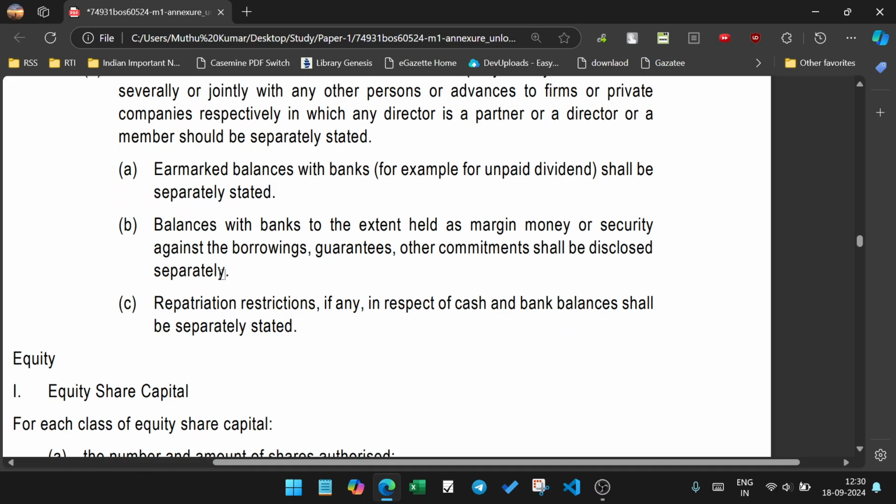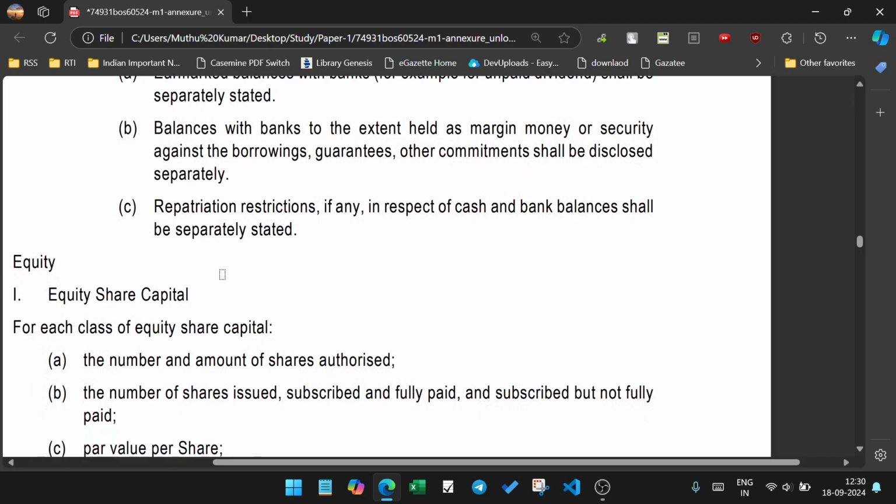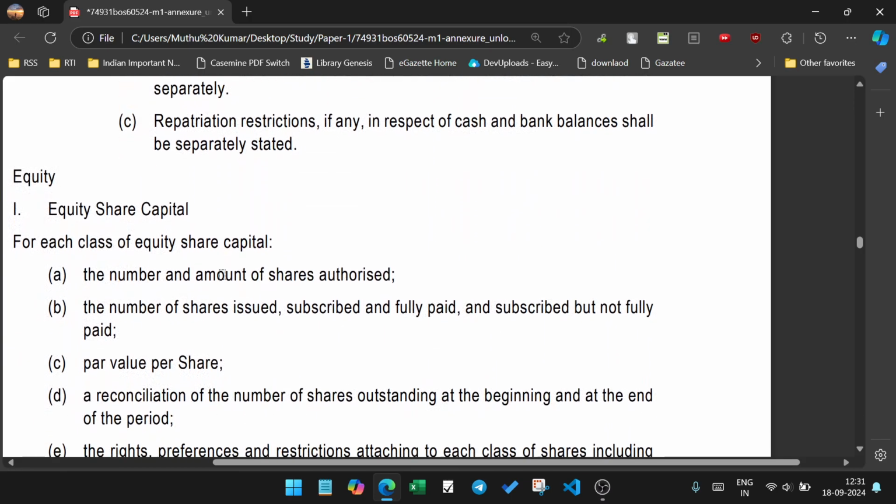Earmarked balances in bank, for example unpaid dividend, shall be separately stated. Balances with banks held as margin money or security against borrowings, guarantees, or other commitments shall be disclosed separately. Repatriation restrictions, if any, with respect to cash and bank balances shall be separately stated.